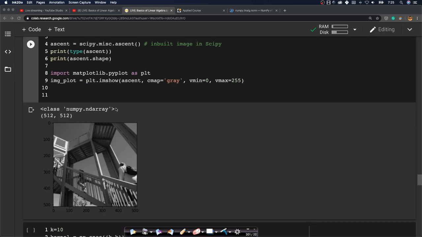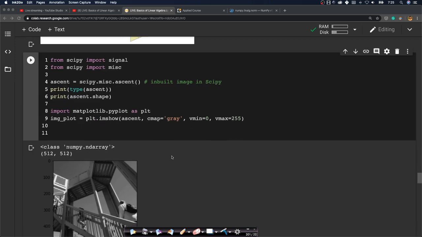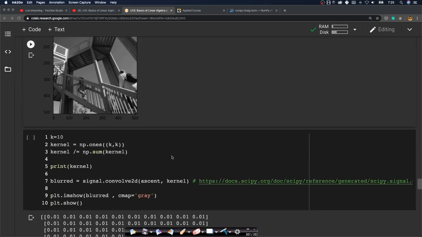Now let's apply a very simple convolution operation. First let me create a convolution kernel. Again, there are lots of convolution kernels available in machine learning, image processing and computer vision. One of the simplest kernels is this. I want to create a kernel like this. My kernel is basically np.ones((k, k)) and k is 10, which means I'm creating a kernel of size 10 cross 10. My kernel is a 10 cross 10 matrix with all ones.